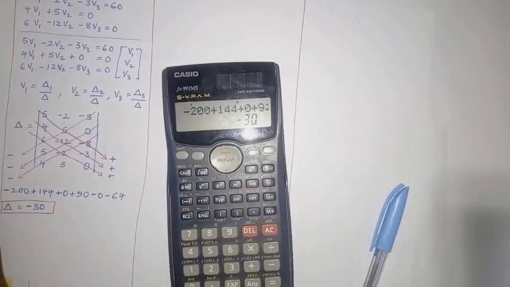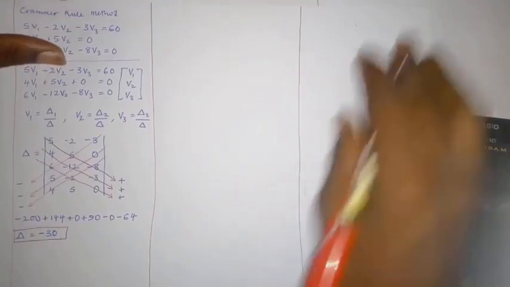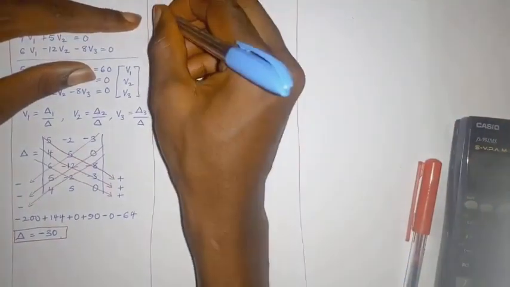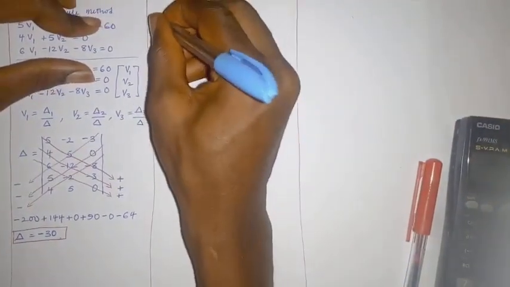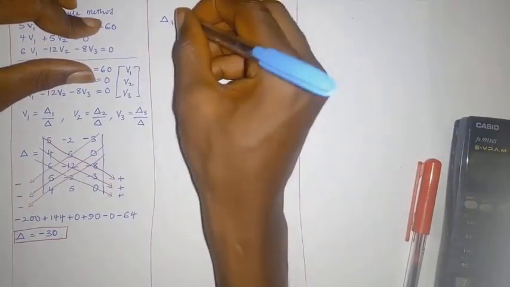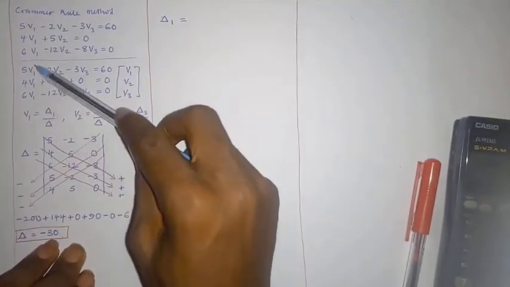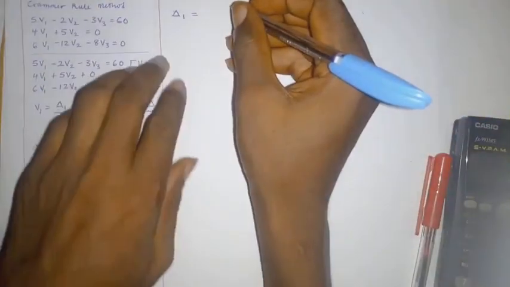What else are we going to find? Let's find our determinant 1. Let's go get our determinant 1 now. So our determinant 1, how are we going to do it? This one is V1. So this one is determinant 1.